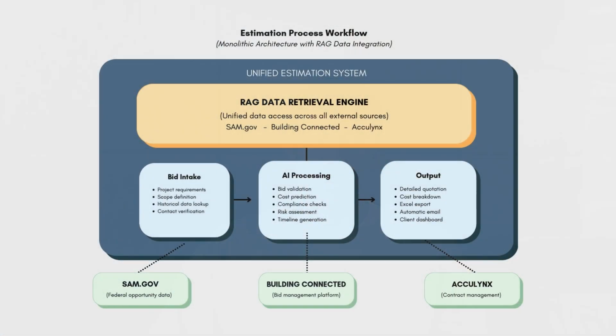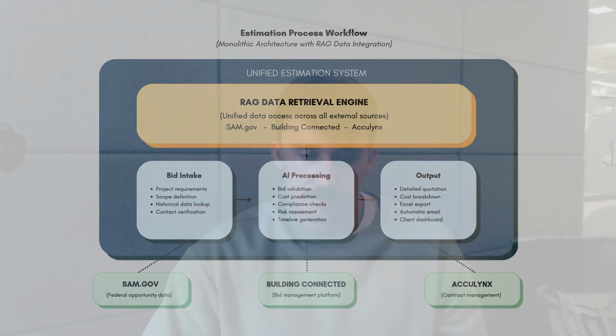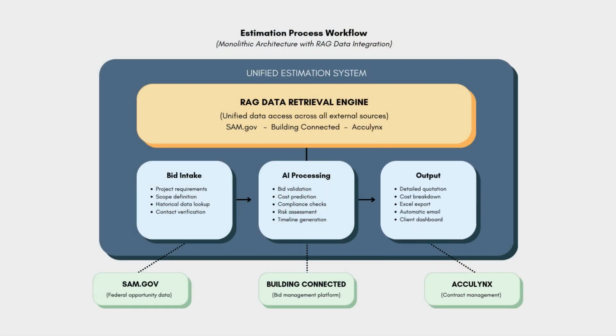So the RAG is going to control the bid intake, project requirements, scope definition, historical data lookup, and contact verification. It's then going to go to an AI processing unit that's going to take care of bid validation, cost prediction, compliance checks, risk assessment, and timeline generation. And then finally, the output. The output is going to be a detailed quotation, cost breakdown, Excel export, automatic email, and client dashboard.